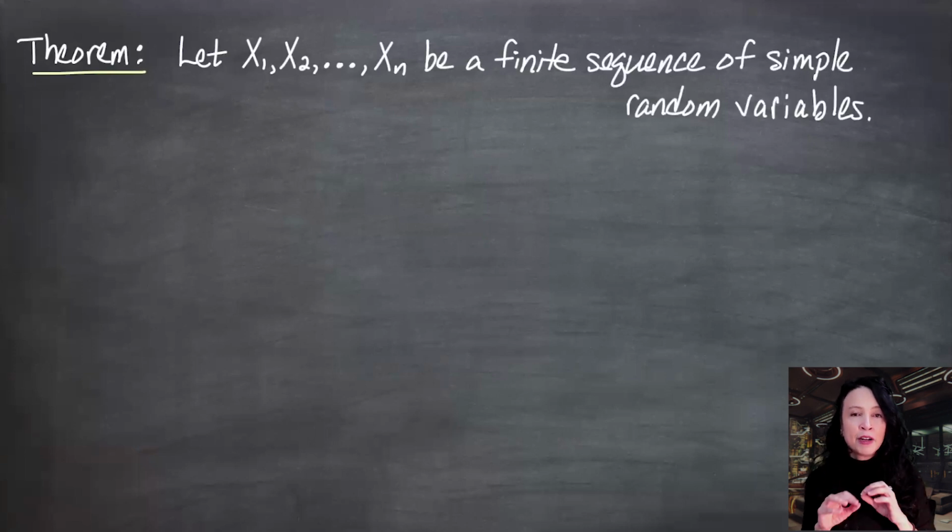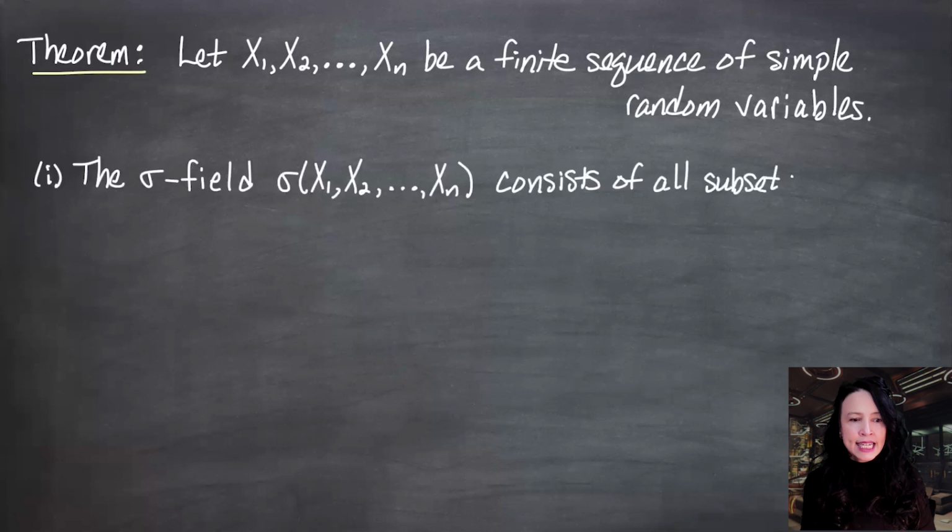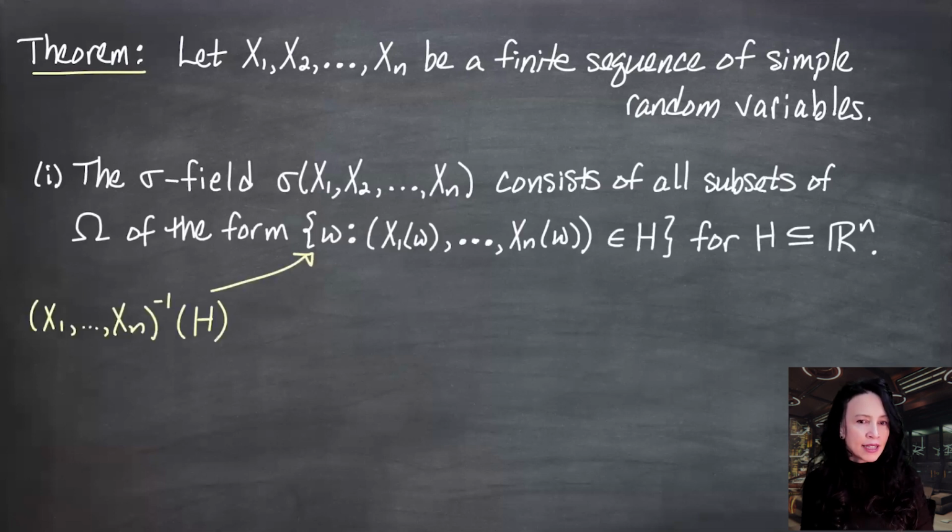The sigma field generated by all the random variables consists of all subsets of omega of the form, the omegas that map to a set H, where H is any subset of Rn. So it's a little cumbersome, but we can write this as the inverse image of H under the entire vector. So this is now identical to the old definition with a vector in place of the individual random variable. So this is a way to characterize what sets in this sigma field look like.